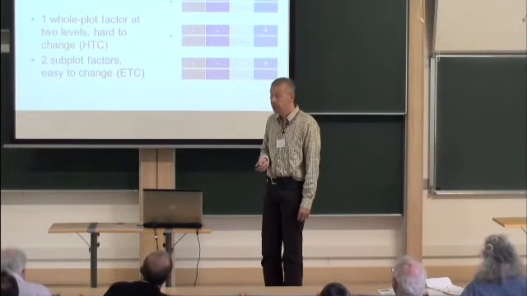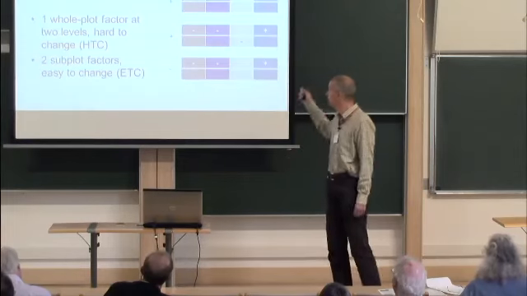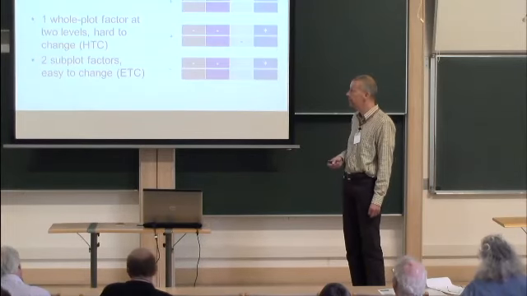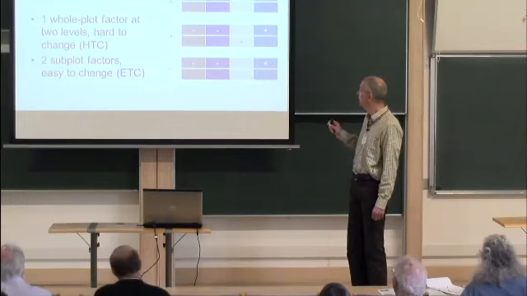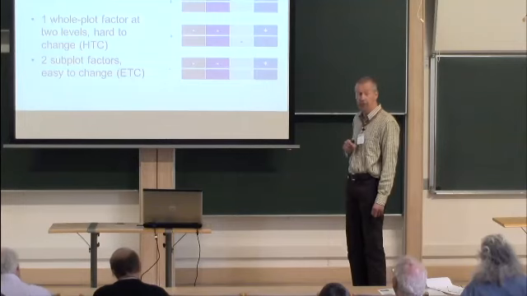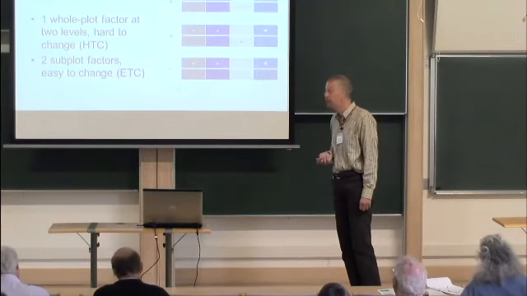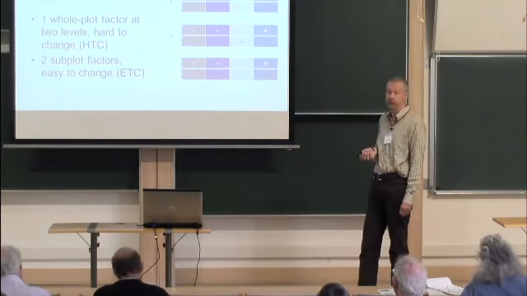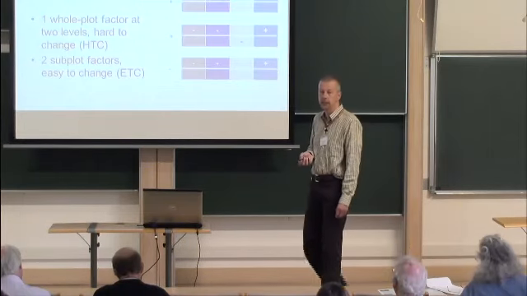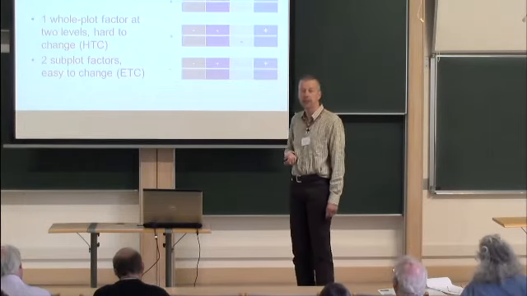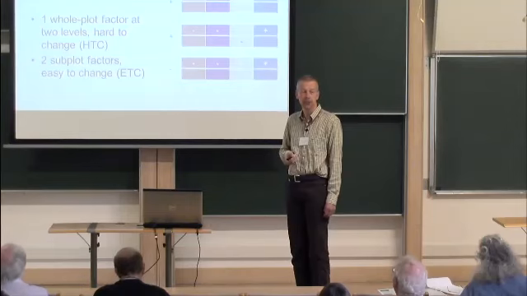And then, already apparent from the initial whole plots depicted here, are 2 subplot factors. These are easy to change, and these are also 2-level factors. So what we have here is in fact 2 replicates of a complete factorial in 3 2-level factors.